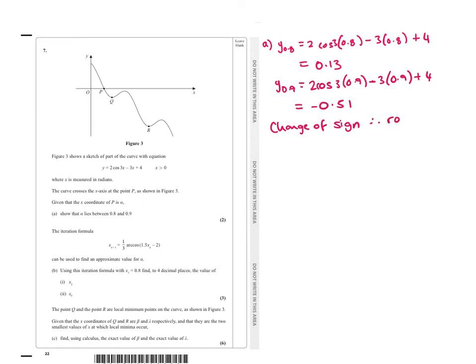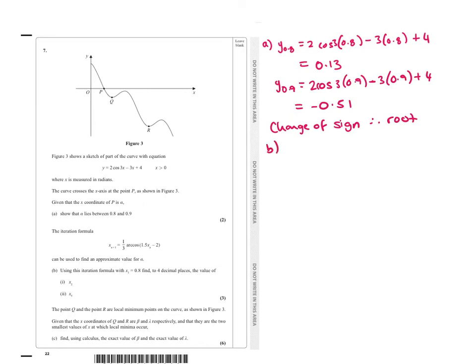therefore root. Okay, part B, it says the iteration formula x of n plus 1 equals a third arc cos 1.5 xn minus 2 can be used to find an approximate value for alpha. Using this iteration formula with x1 equals 0.8, find to 4 decimal places the value of x2 and x5.